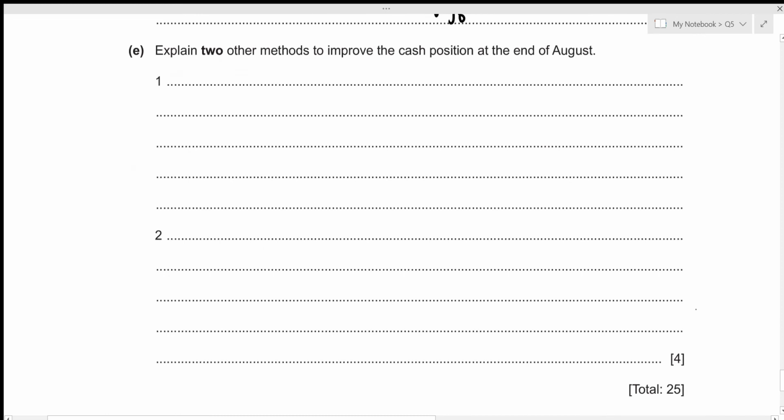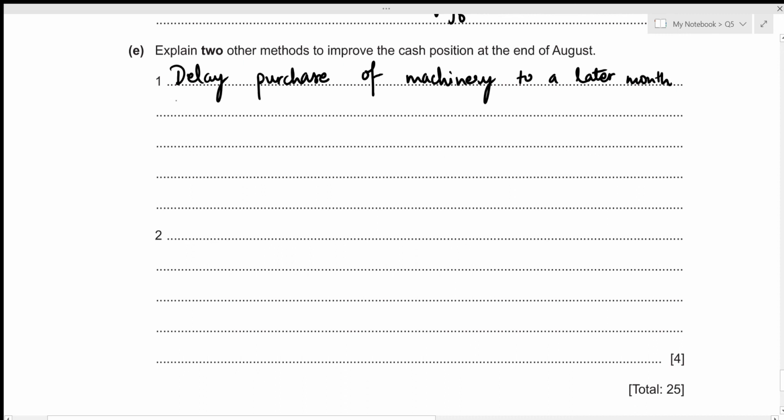Let's write it down. Delay purchase of machinery to a later month when more funds are available.